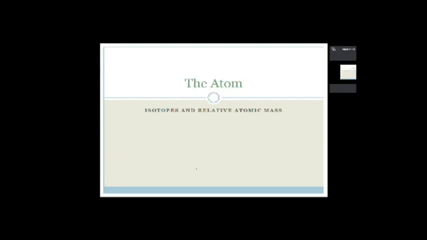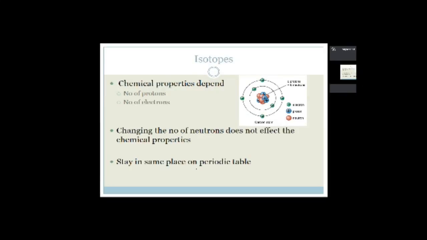Right, so we've spoken about isotopes and relative atomic mass already, but what I really want to do now is get into more detail with respect to the isotopes and the relative atomic mass and talk about definitions and what you guys need to know. So, the chemical properties of an atom depend on two things.